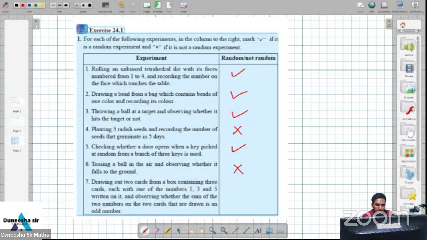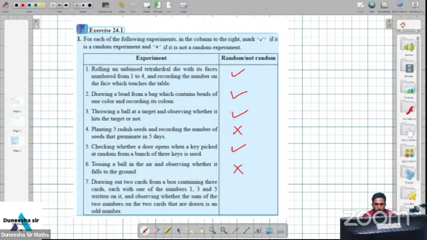Check the experiment of the seventh one. Read carefully and understand it. Drawing out 2 cards from a box containing 3 cards, each with one of the numbers 1, 3, and 5 written on it. How many cards are in the box? 3. Yes, 3 cards. Then how many cards do we take out? 2. Okay. What is being observed?